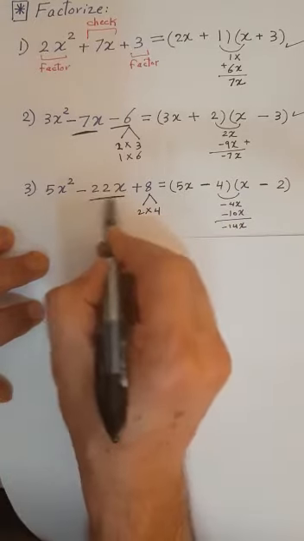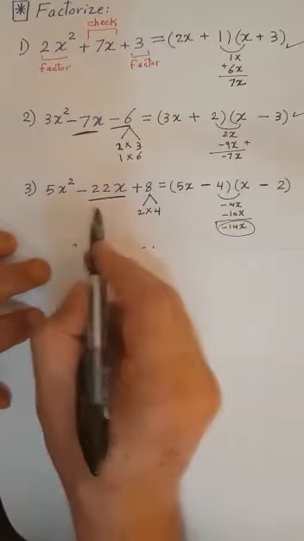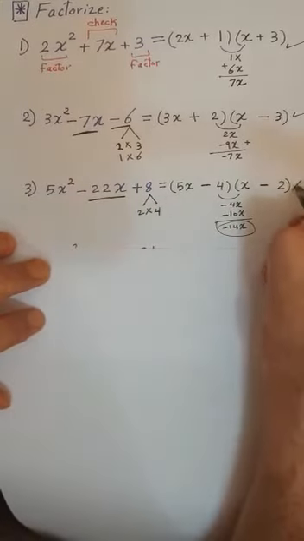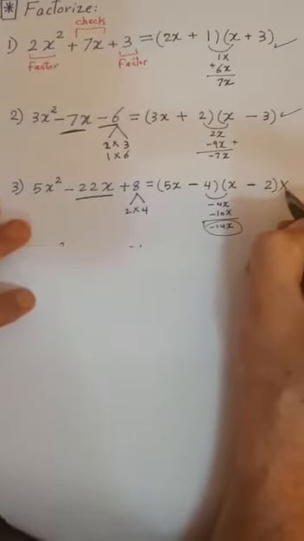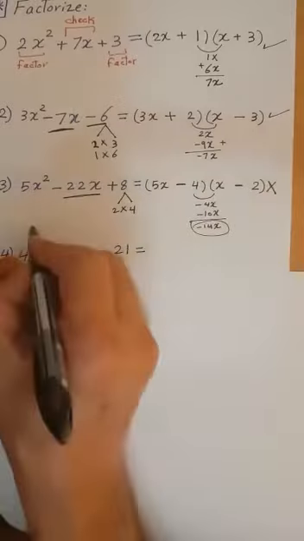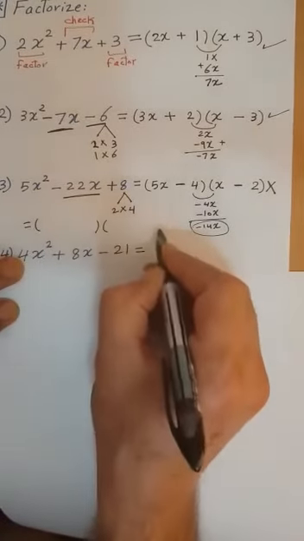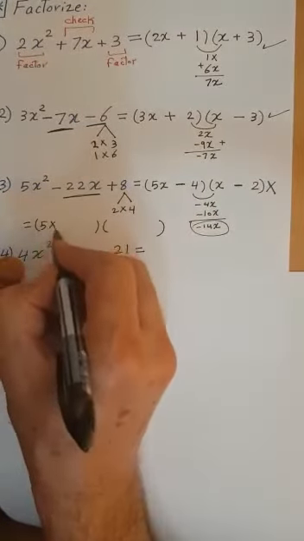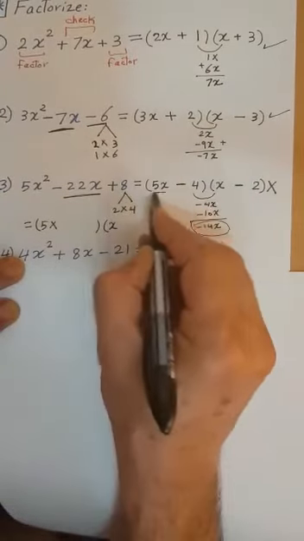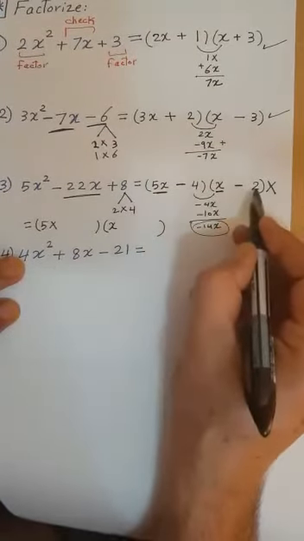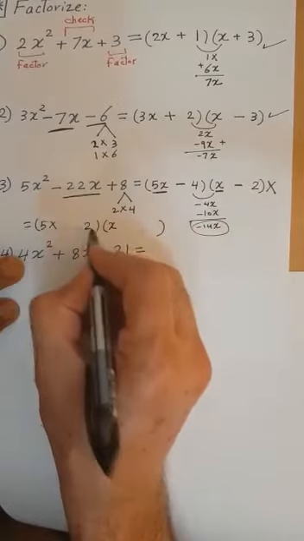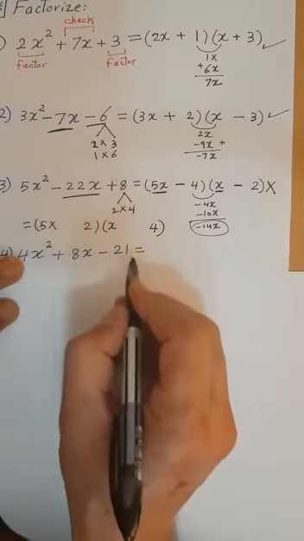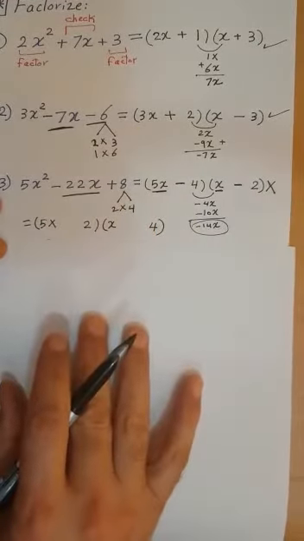The sum is negative 14x. Oh, the middle term is not the same. Look, negative 14x and negative 22x. So my factorization now is incorrect. I try again. Just write a double bracket again. 5x times x, no change, because it's only one factorization. But 4 times 2, I can make it 2 times 4. You can switch between 2 and 4, and you can get the correct answer.